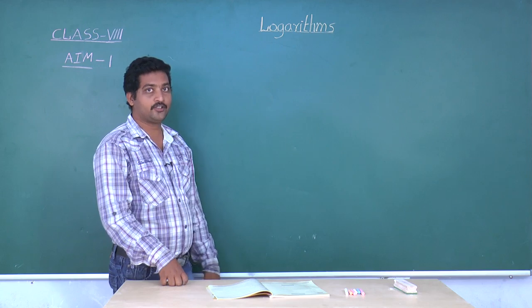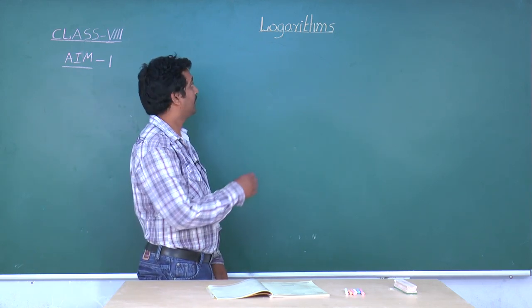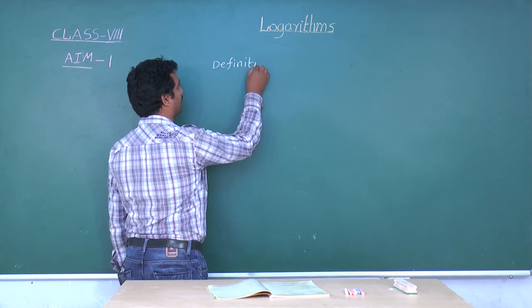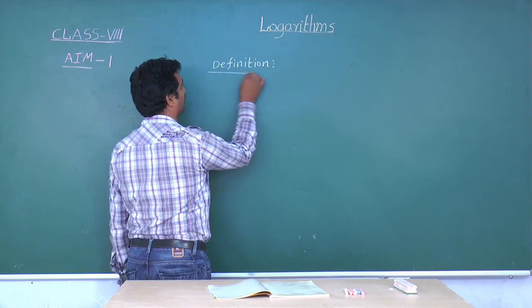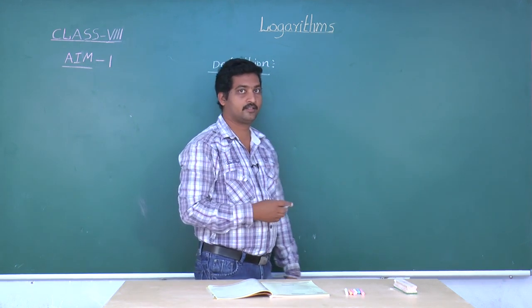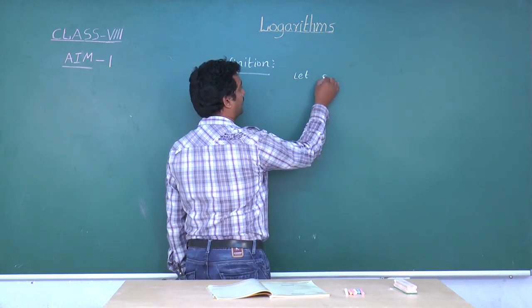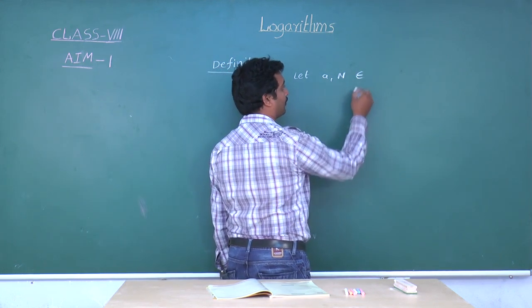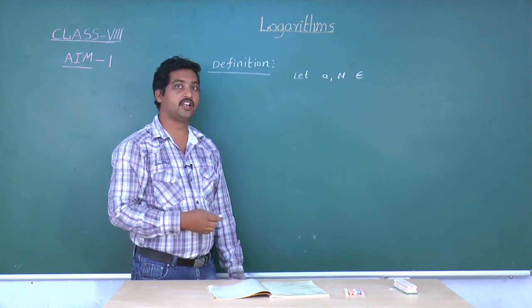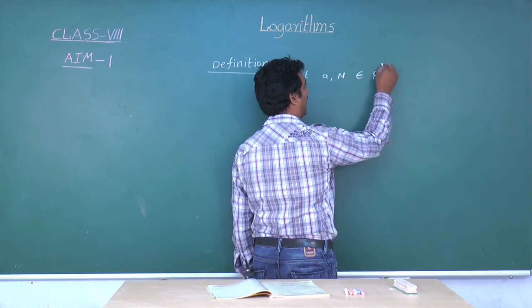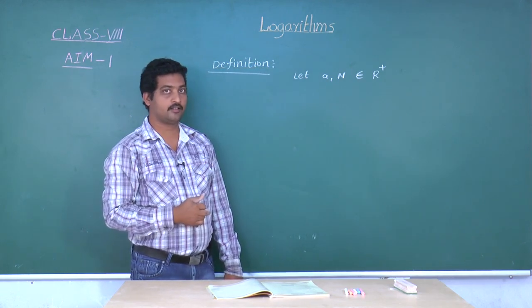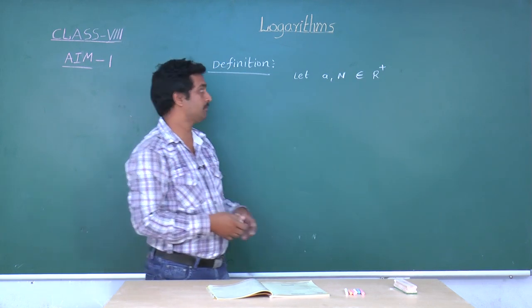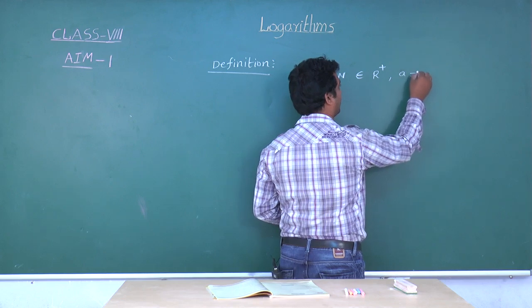Now we are going to learn the definition of the logarithm. Let a, n be two positive real numbers, a, n belongs to R plus, any two positive real numbers, and also a not equal to 1.